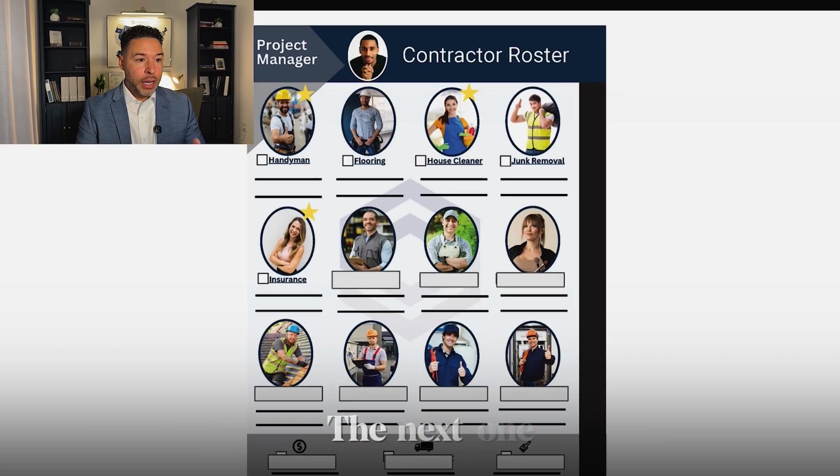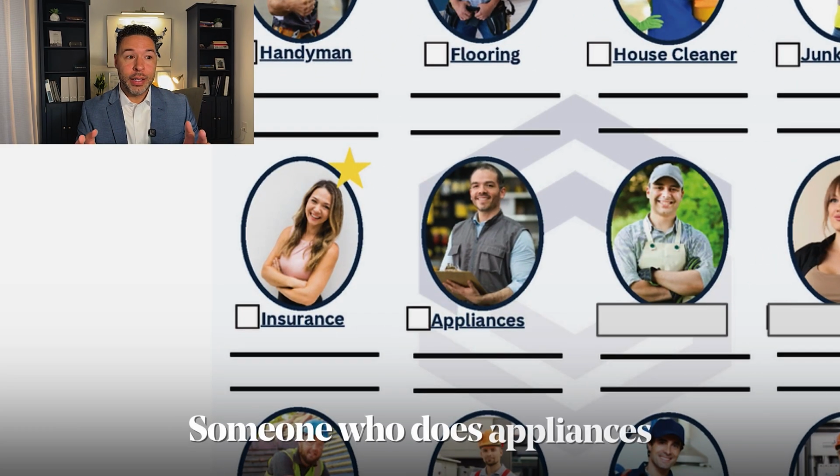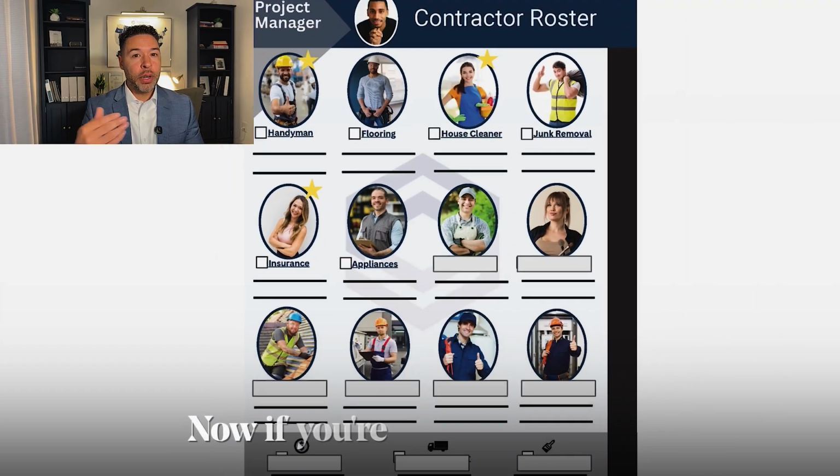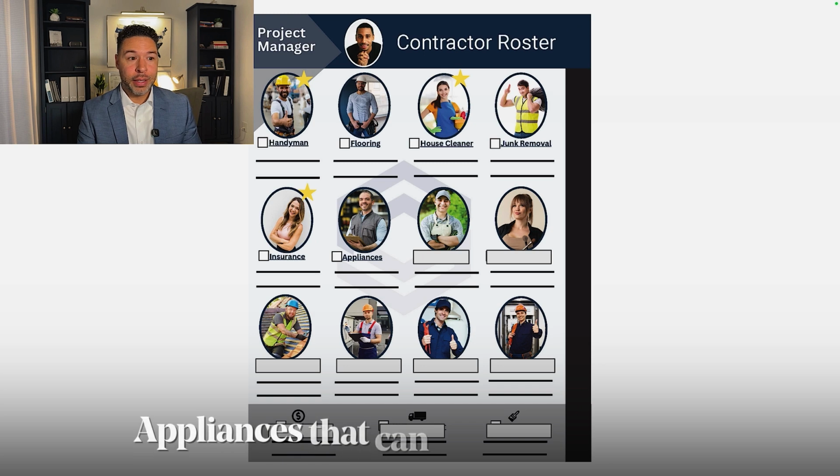The next one, someone who does appliances. This is a very important one too. I didn't put a star next to it because you don't always, but a lot of times you do. Now, if you're constantly buying brand new appliances, that can get very expensive, especially on a mobile home.